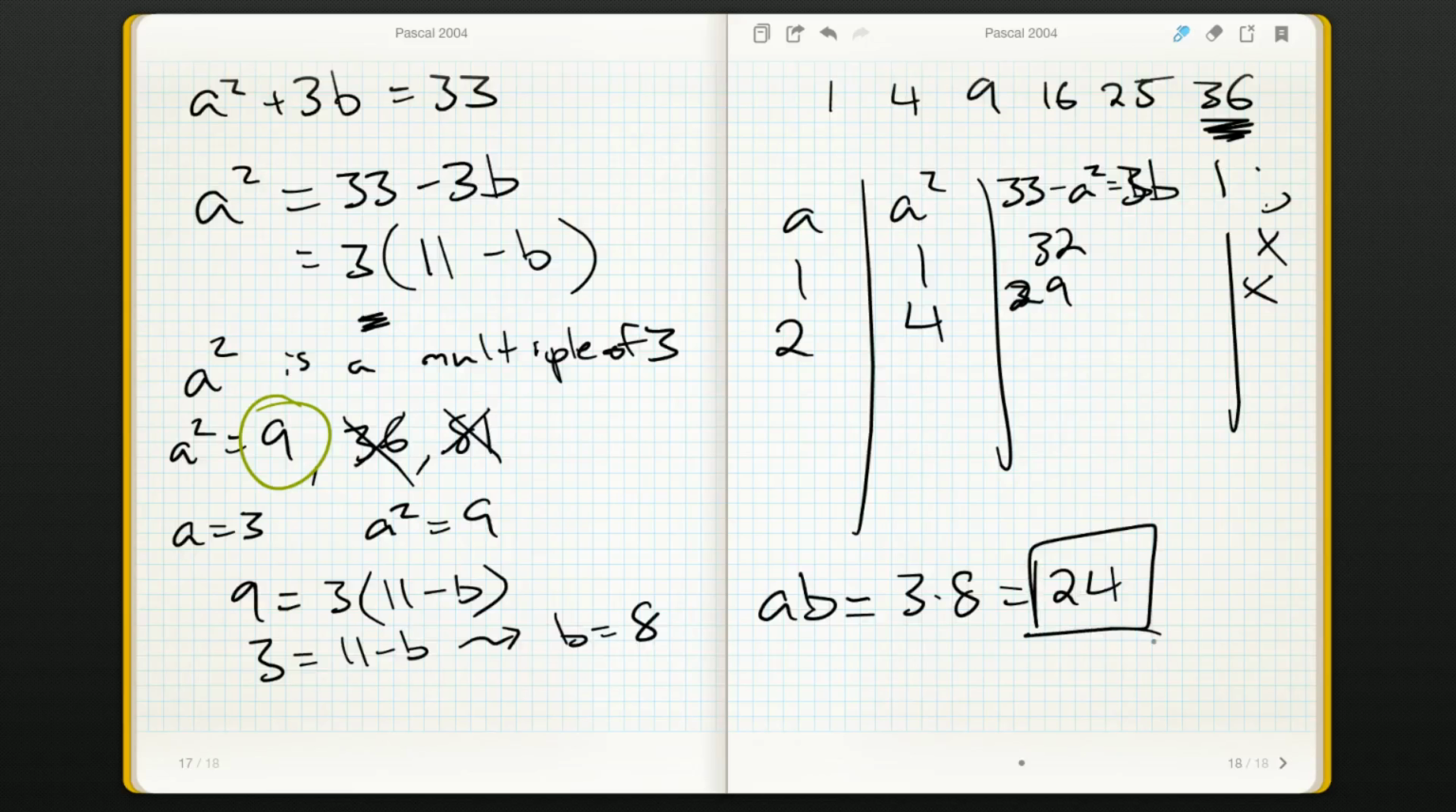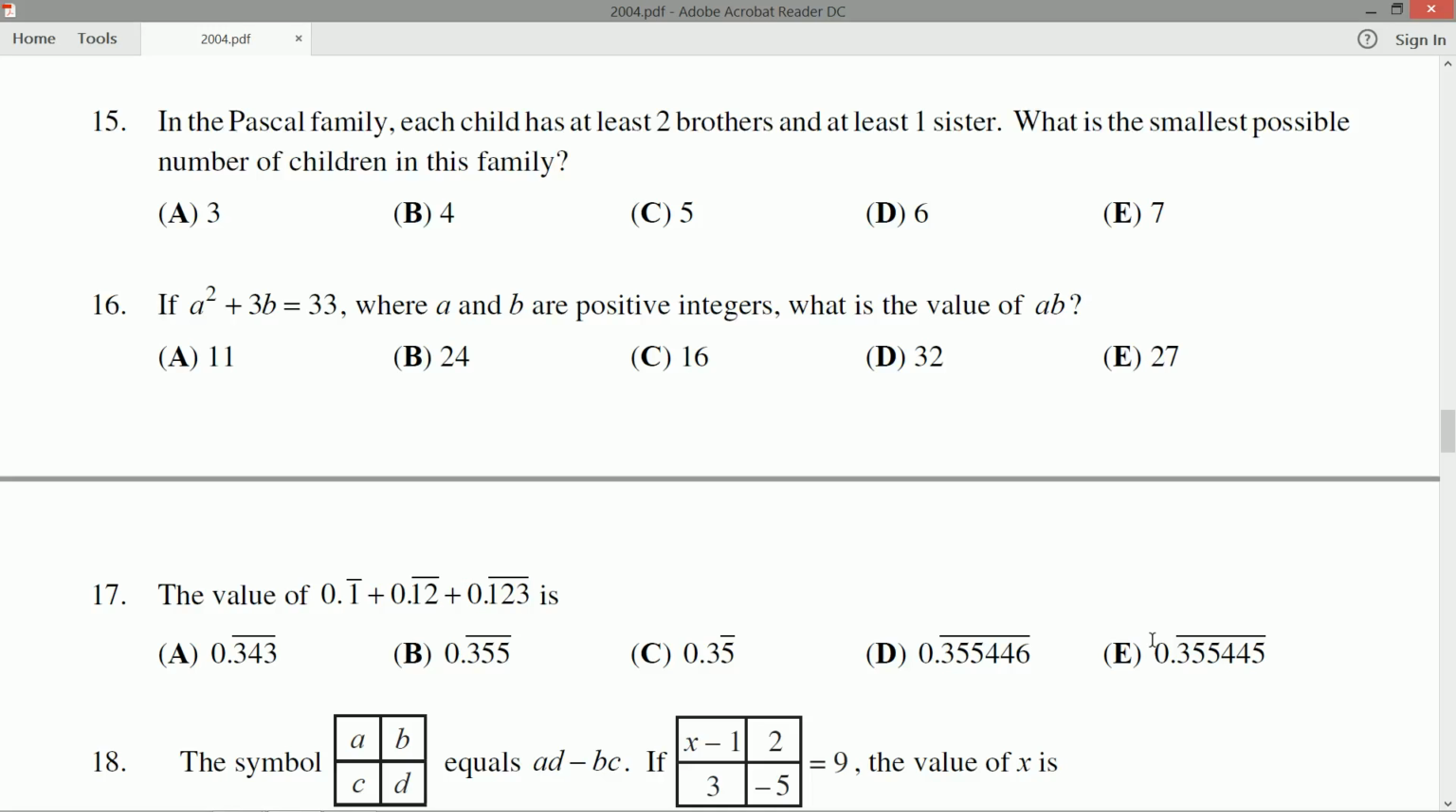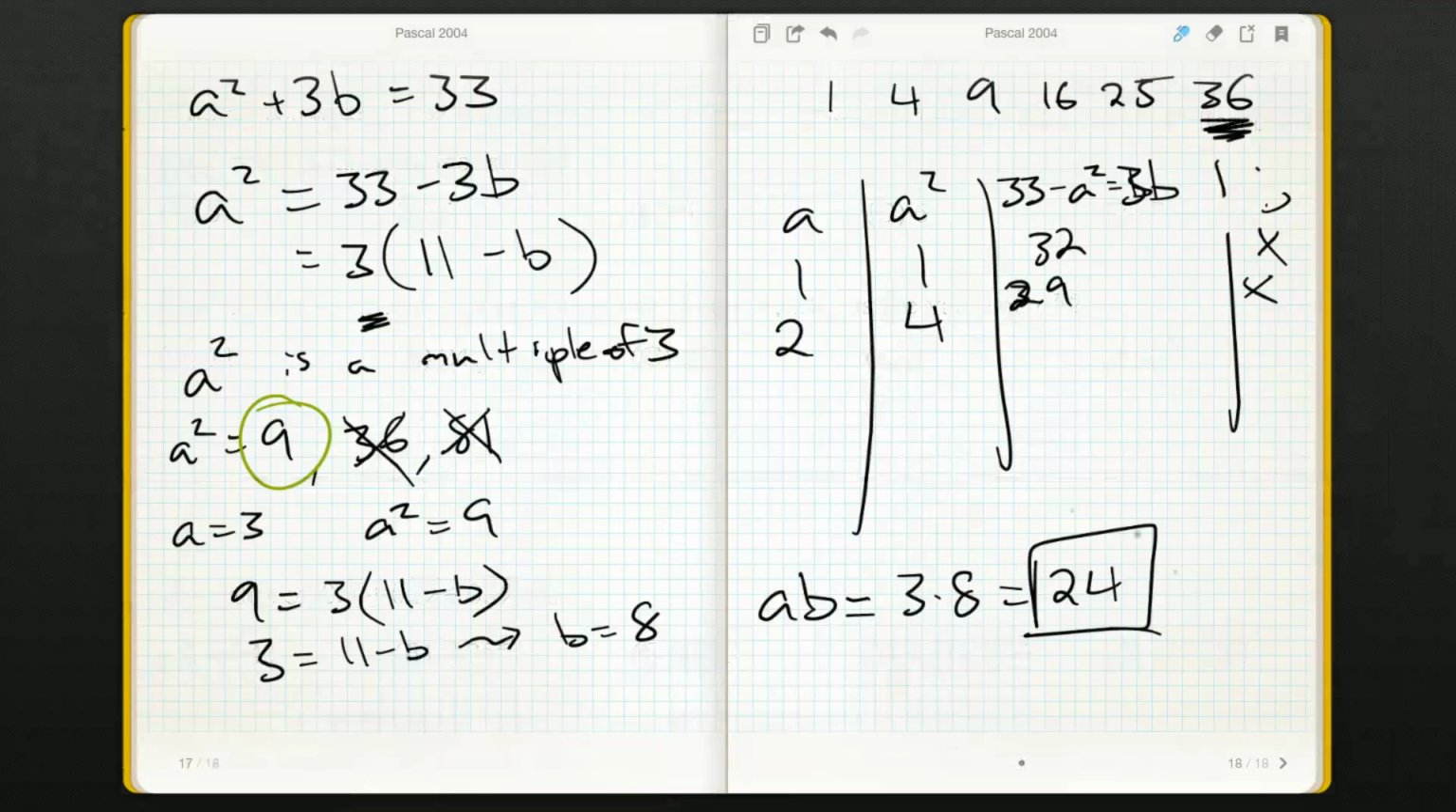You could have approached it with the chart or with this deduction. Either way, frankly, the chart might even be faster. But we get our answer of 24. And it's a good answer.